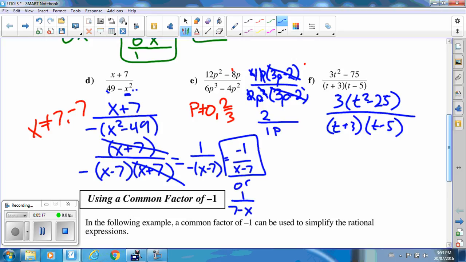And then you're like, wait a sec, can I cancel those 3's? No, you can't. They have to be the same factor. This thing, though, can still factor. There's my difference of squares again. Yay, difference of squares.